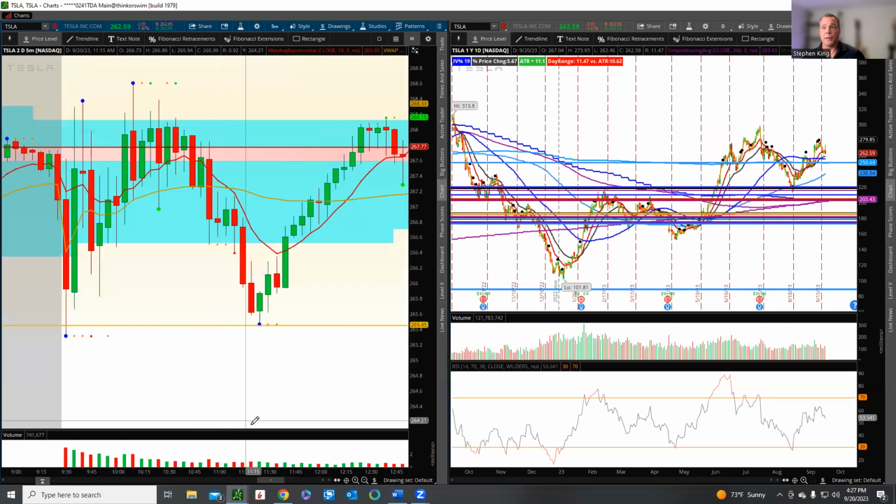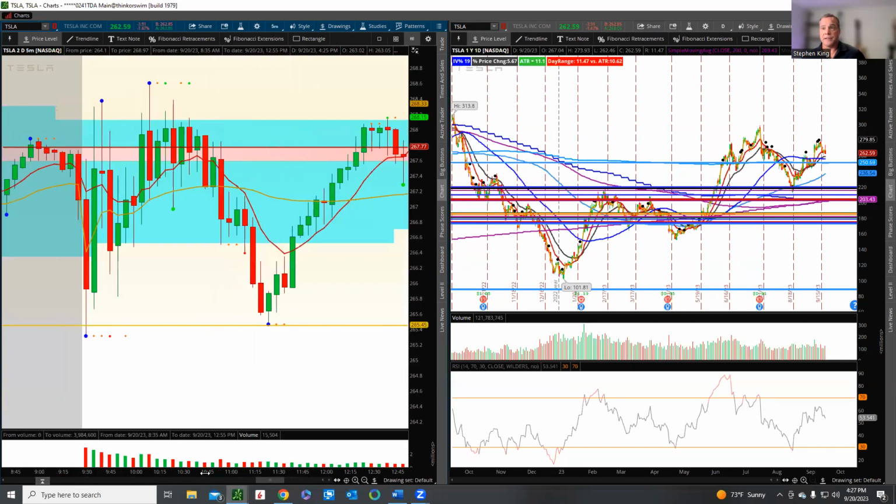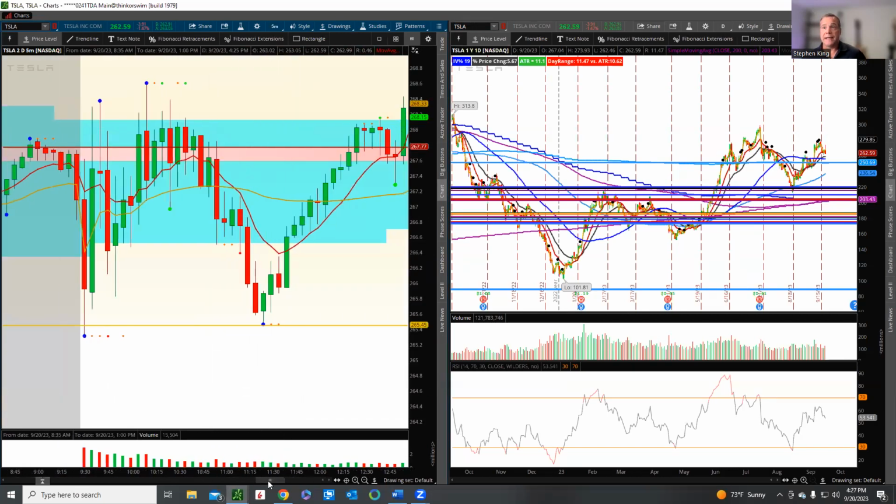Let's just zoom in a little bit. The only caveat to this is, again, no volume spike. Now, does that mean I don't take the trade because there's no volume spike? No, it doesn't. What it means though is that I'm going to trade this just based on the fact that it's a double bottom.